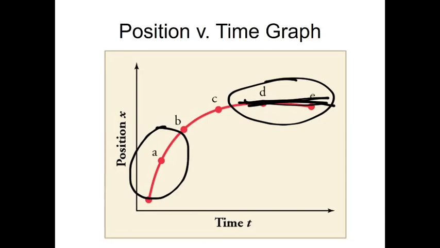So again, a curve on a position time graph indicates that the velocity is changing over time. It indicates that the object is accelerating. And remember that acceleration can mean that the object's velocity is changing over time. It can mean it's speeding up. It can also mean it's slowing down.